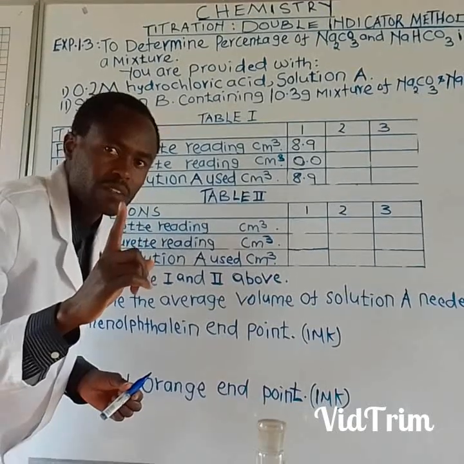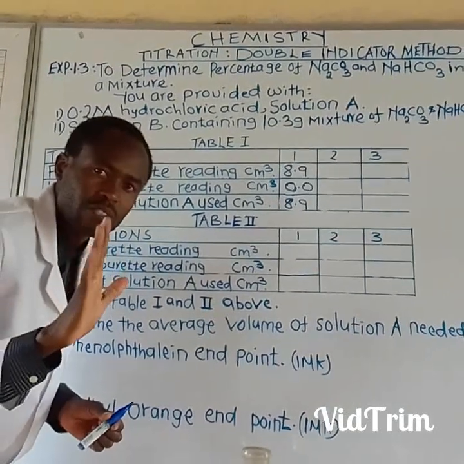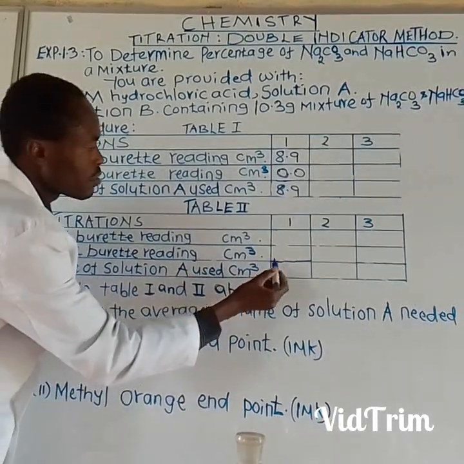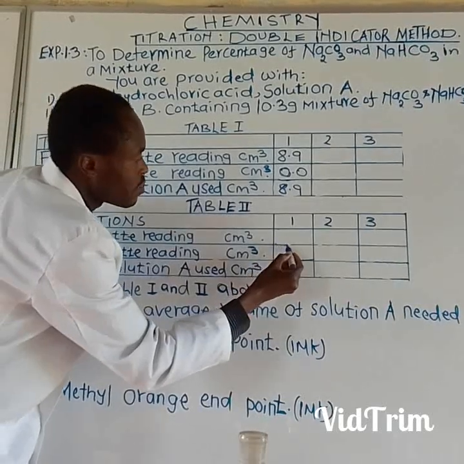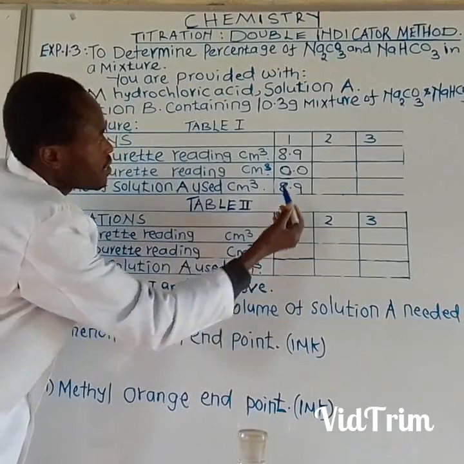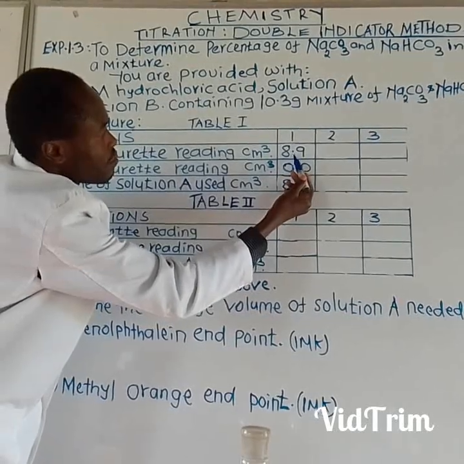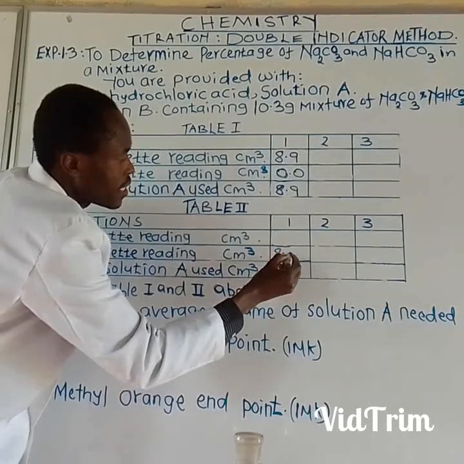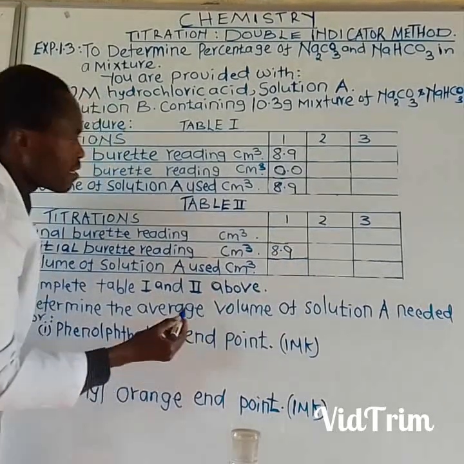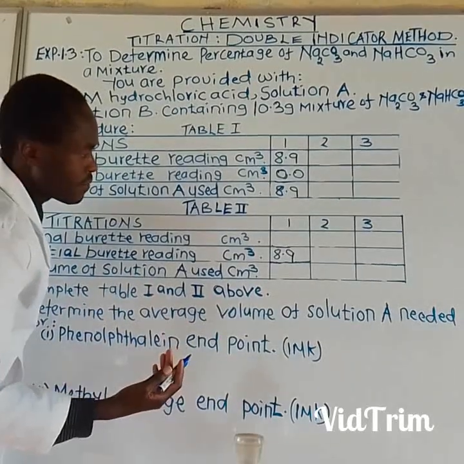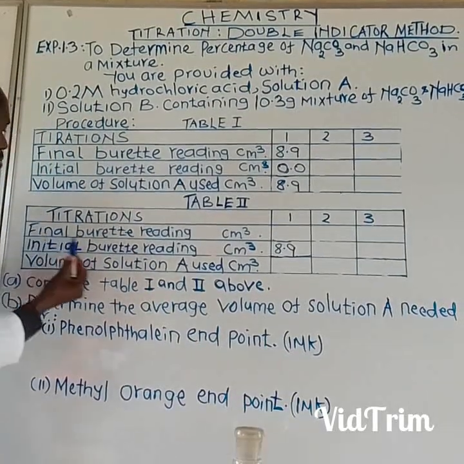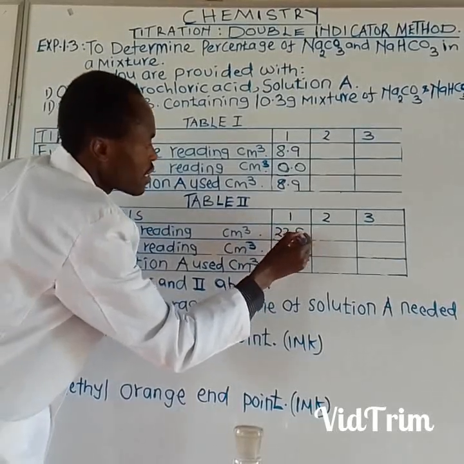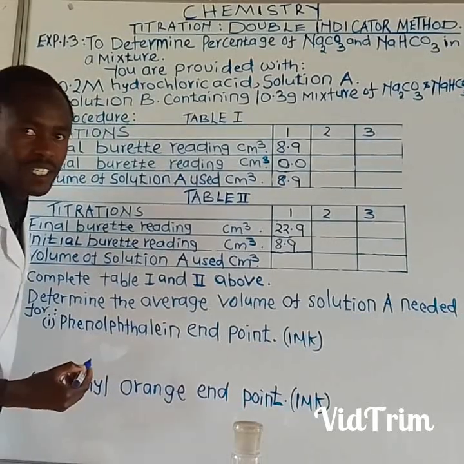But remember, we are still on titration number 1. We have not moved to titration number 2, isn't it? So the initial burette reading for table 2, the final burette reading for table 1 becomes our initial burette reading, which is 8.9, isn't it? But the way we have been titrating, the final burette reading we have found out is 22.9. Is it okay, my student?